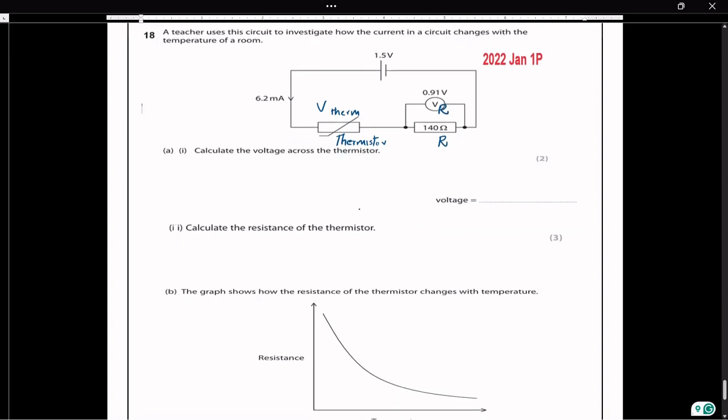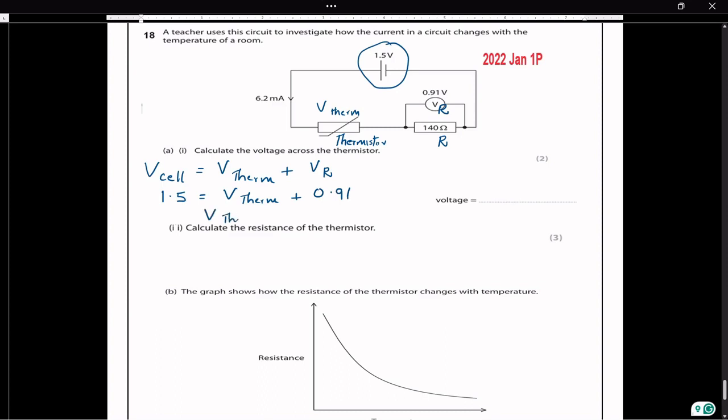Now we have to calculate the voltage across a thermistor. As you see, the thermistor and the fixed resistor are connected in series. Therefore, whatever the supply voltage, it is divided among these two components. So we can write V of the cell is the sum of voltage of the thermistor plus the voltage of the fixed resistor. So that means 1.5 is V of the thermistor plus the voltage across the fixed resistor is 0.91.